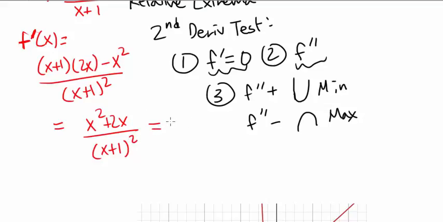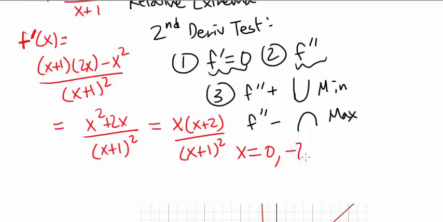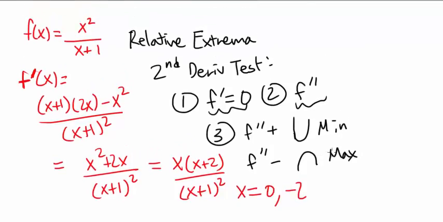Now what does this simplify to? X times x plus 2 over x plus 1 squared. So where is f prime 0? Well, that's when x equals 0 or x equals negative 2.